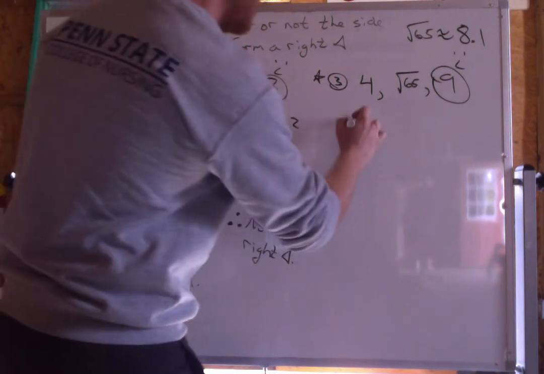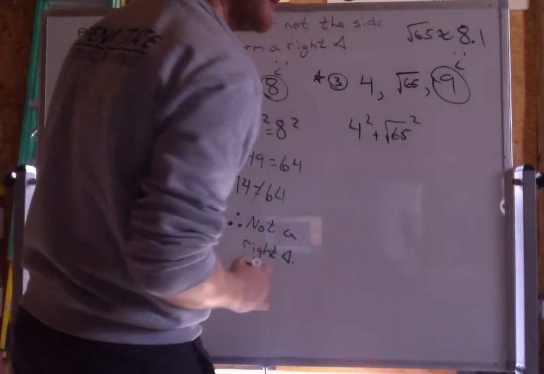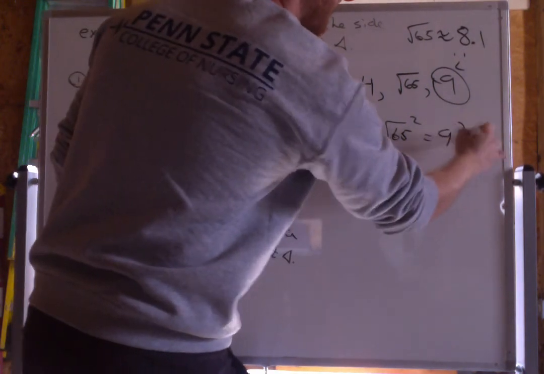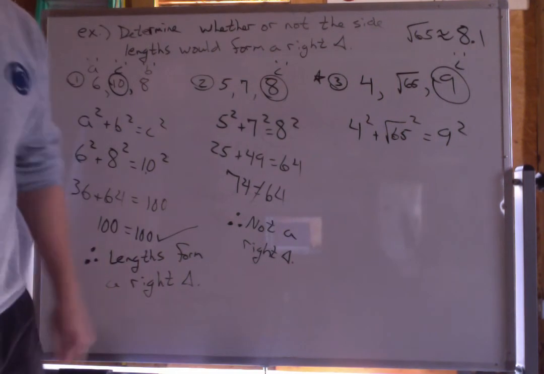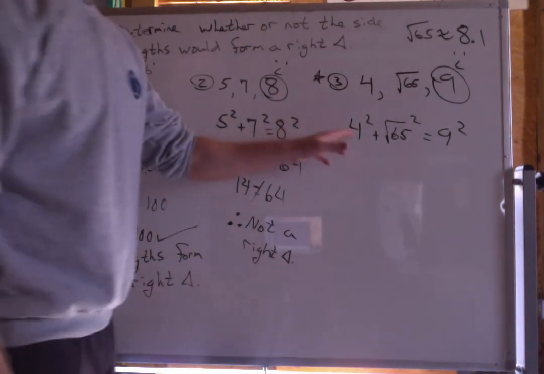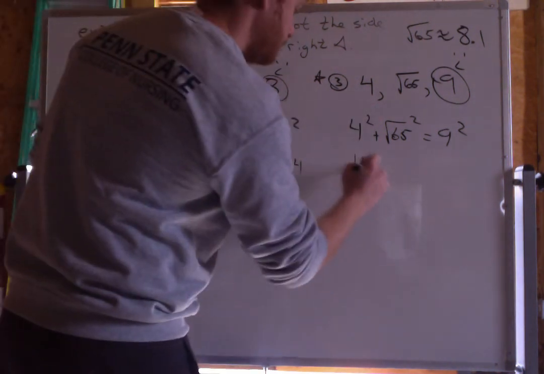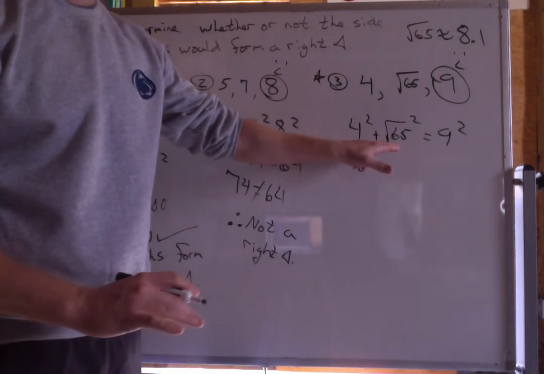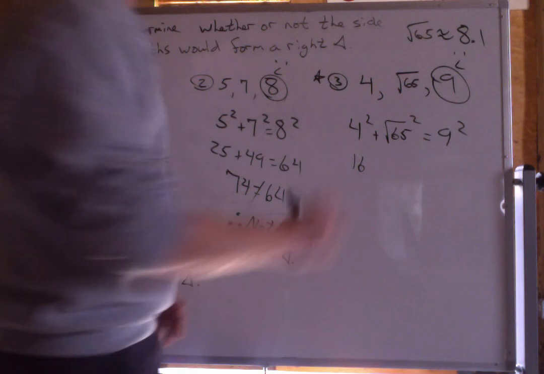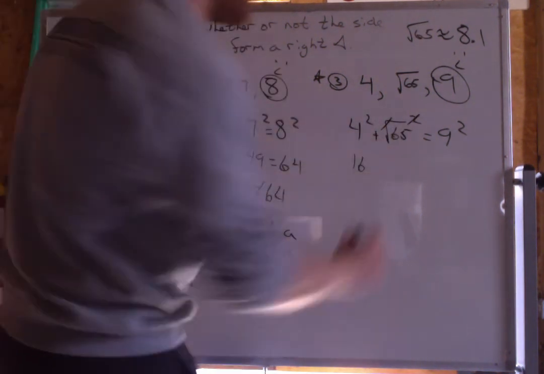So once again, I do 4 squared plus the square root of 65 squared equal to 9 squared. Now, I know maybe you're thinking the radical looks pretty ugly, but you're going to like what happens on the next step. Square everything. 4 squared is 16, but watch how nice this is. If you remember, a square and a square root are inverses of one another. So they simply cancel each other out anytime that occurs, and you're just left with 65.